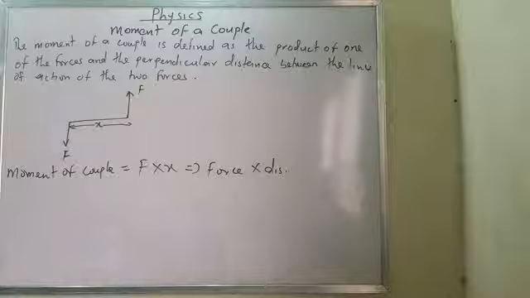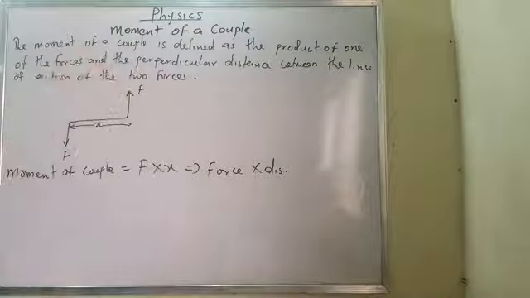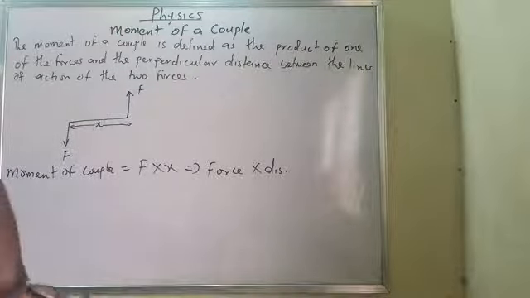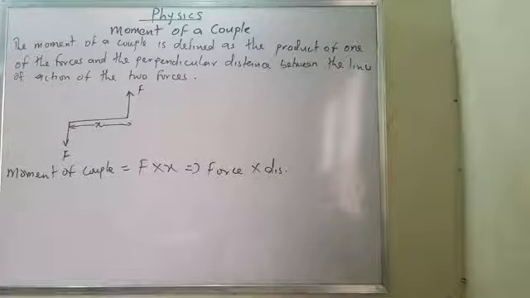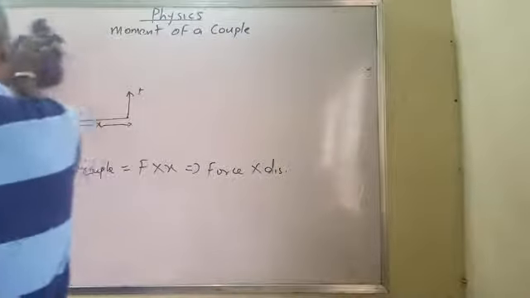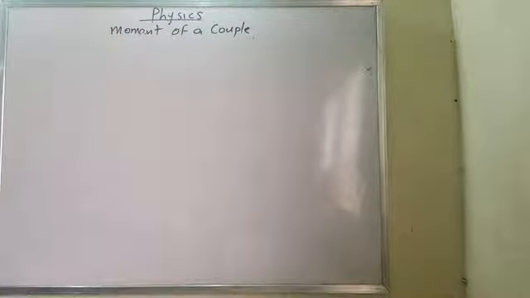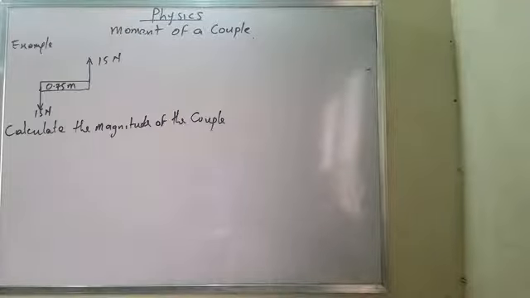With this, that is all you need to understand as far as the movement of a couple is concerned. Now, let me show one or two examples in this regard, so that you understand what I'm trying to explain very well. Now, look at this very simple question. This can come in the form of an objective question.